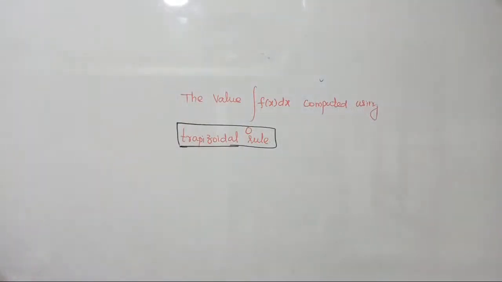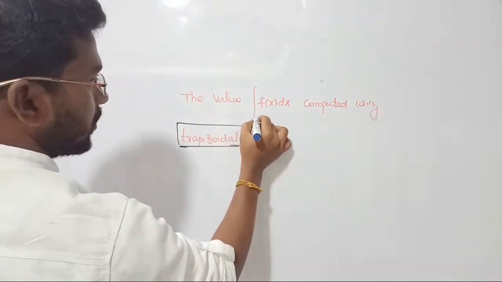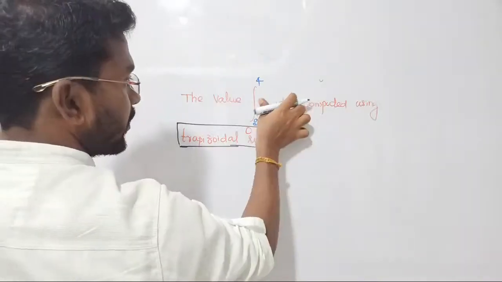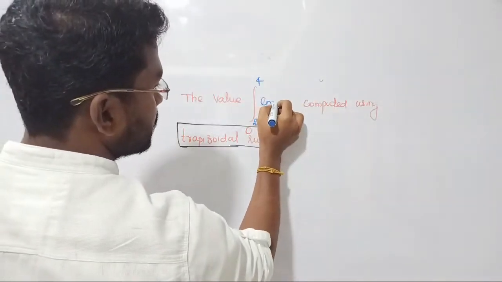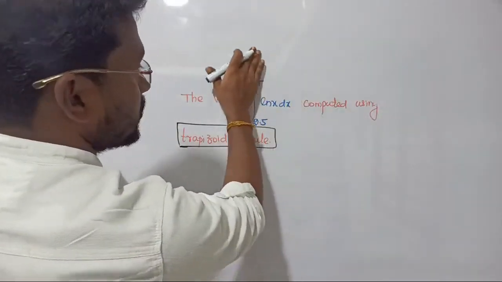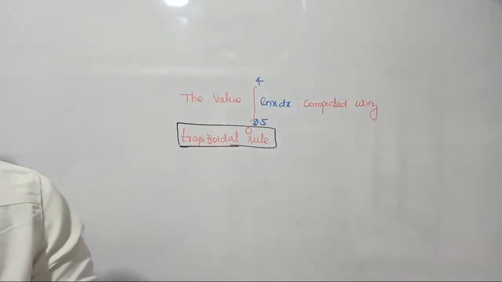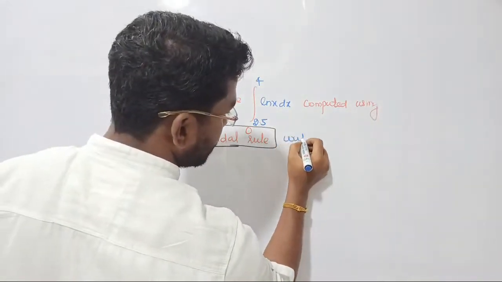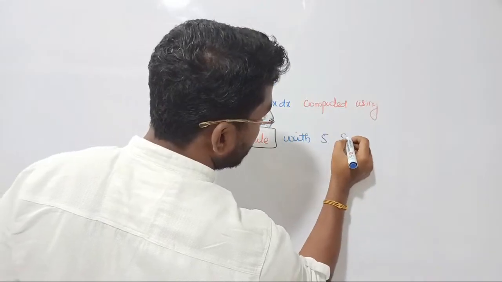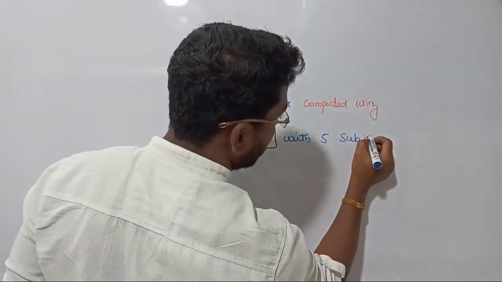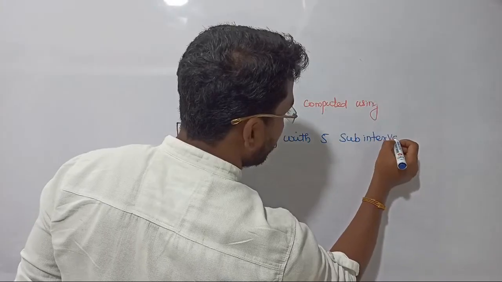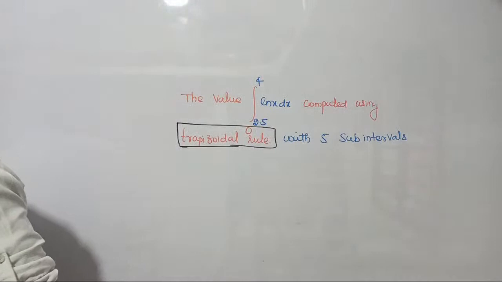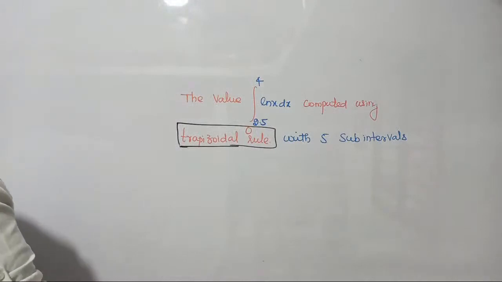That is given. The given interval is from 2.5 to 4, and f of x is ln x, that is the integral of ln x dx, computed using the trapezoidal rule with 5 sub intervals. They said with 5 sub intervals. How will you bring the answer, right? So let's, guys, is it going good or not, class?